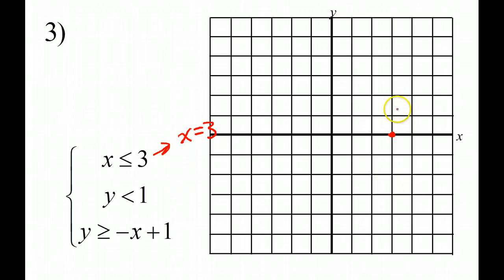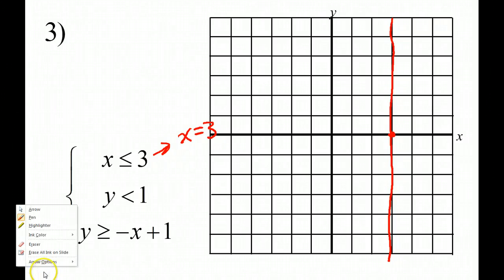Is this going to be dotted or solid, what I'm about to draw? Solid, because it's got the or equal to part to it. So if you did this wrong, fix it. But everyone should have put a vertical line at 3, like that. Okay? Let's do the next one.